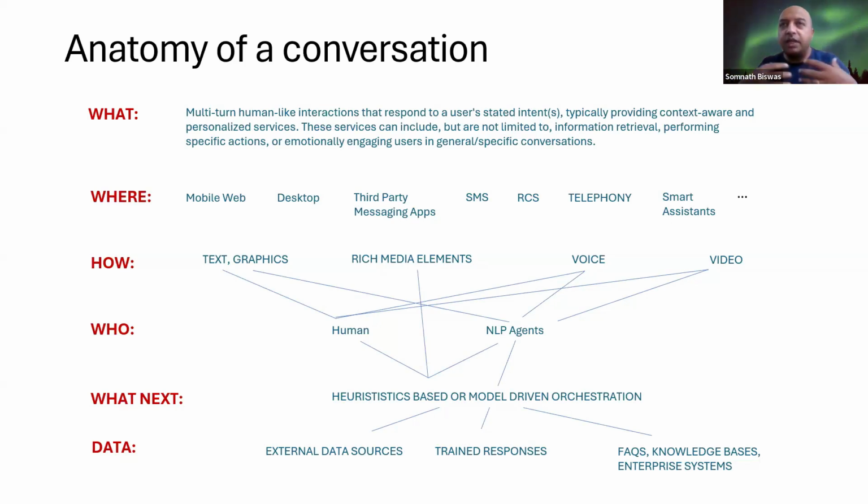Then comes the next piece: once the intent is known, what do you do next? How is it being decided? Is it rules-based? Is it heuristics-based? Is it model-driven? So the what-next part of it. And then every conversation obviously will have some kind of data, whether it's canned information or dynamic information. So there you have the data layer.